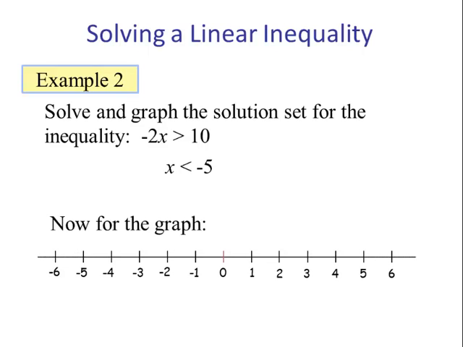So to graph it, we go to negative 5. We put an open circle because this does not have an equal to, and we want all numbers less than negative 5, or to the left of negative 5. In interval notation, it would be parenthesis, negative infinity, comma, negative 5, close parenthesis.